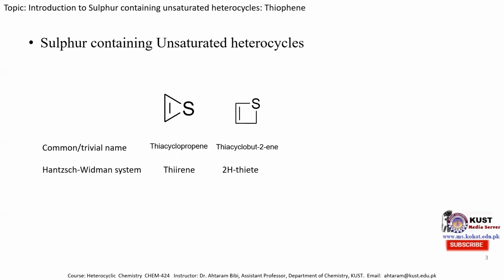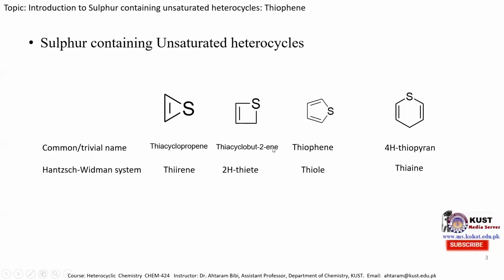The third sulfur-containing unsaturated heterocycle, the most important one, is the 5-membered ring, and its common name is thiophene, while its IUPAC name is thiole. Today I will discuss in detail the thiophene molecule. And the last one is the 6-membered unsaturated sulfur-containing heterocycle, and its common name is 4H-thiopyran. 4H because at the 4th position it is saturated, while its IUPAC name is thiine.